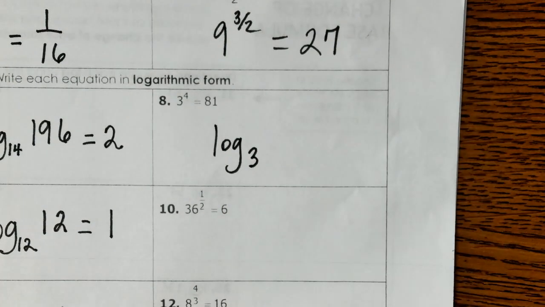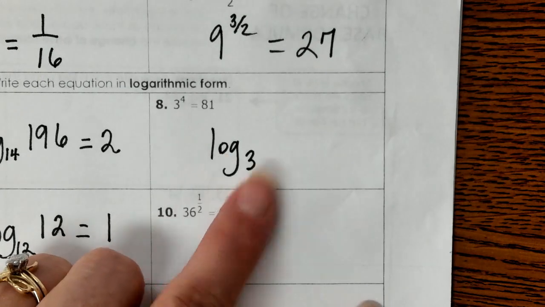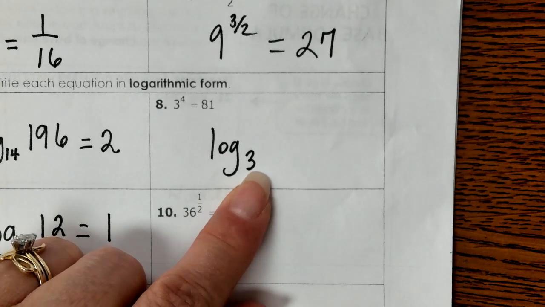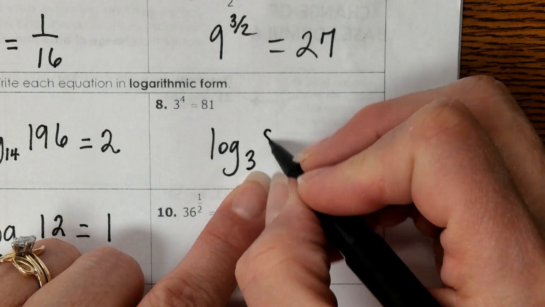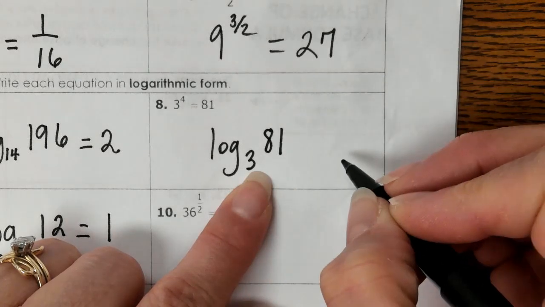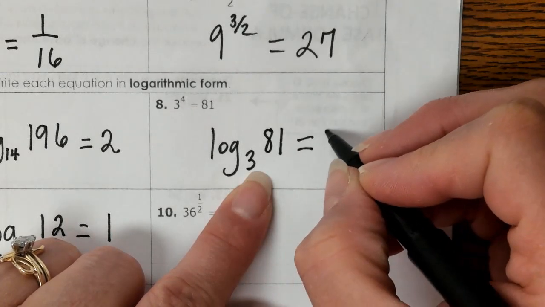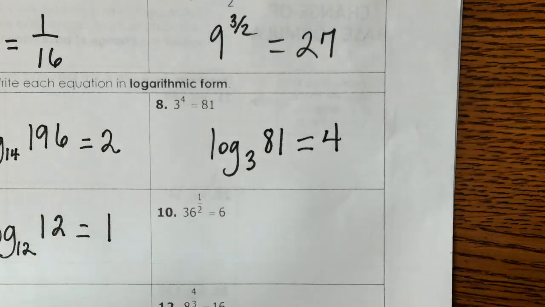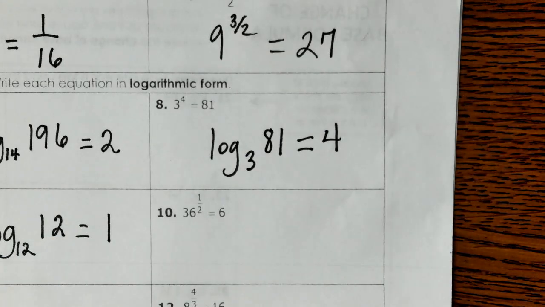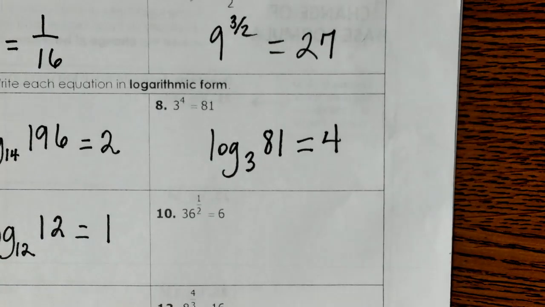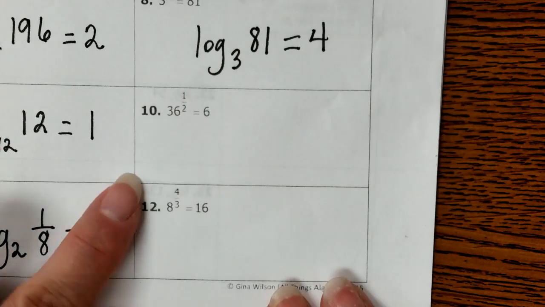Okay, now let's try to practice saying it the way they wanted us to. It's log base 3 of 81 is or equals 4. Are you guys okay? I want to practice saying it the real proper way to say it. So what would we say on number 10?